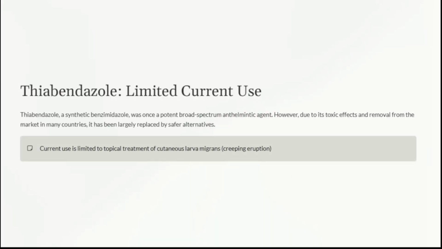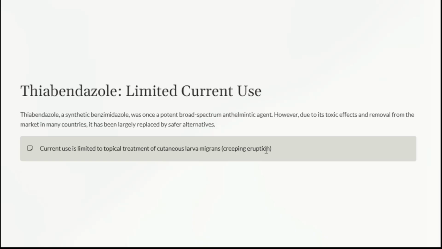Thiabendazole. Thiabendazole is an older benzimidazole, once used as a broad-spectrum antihelmintic, but is rarely used nowadays due to its toxicity. When taken orally, it often causes significant nausea, vomiting, and central nervous system effects such as dizziness, sleep disturbances, and headache. Consequently, it has been withdrawn in many countries.